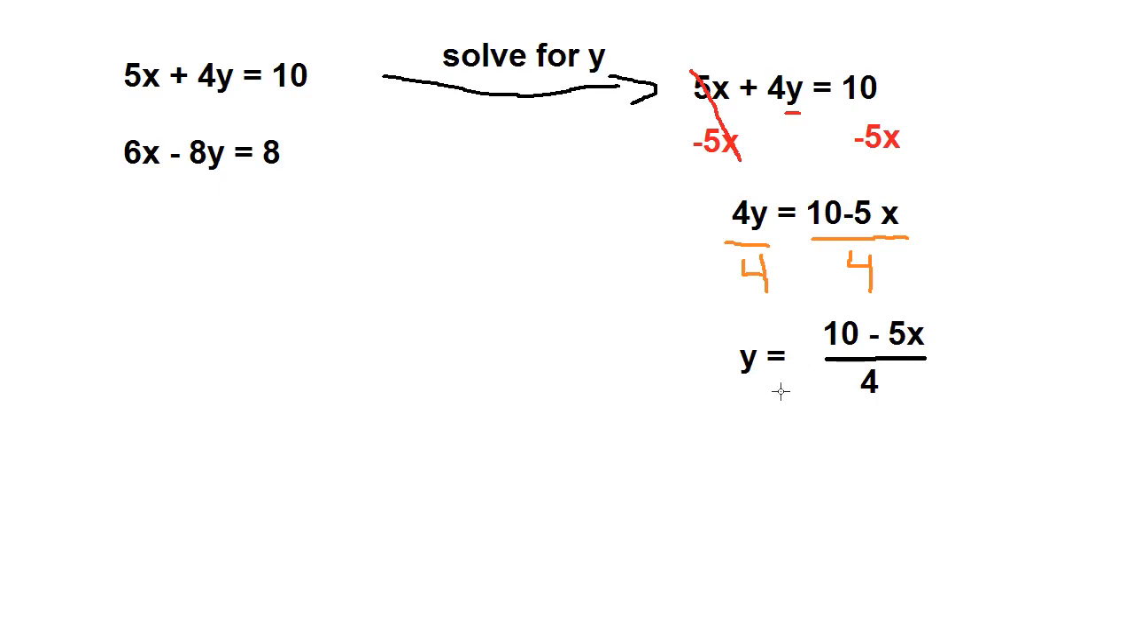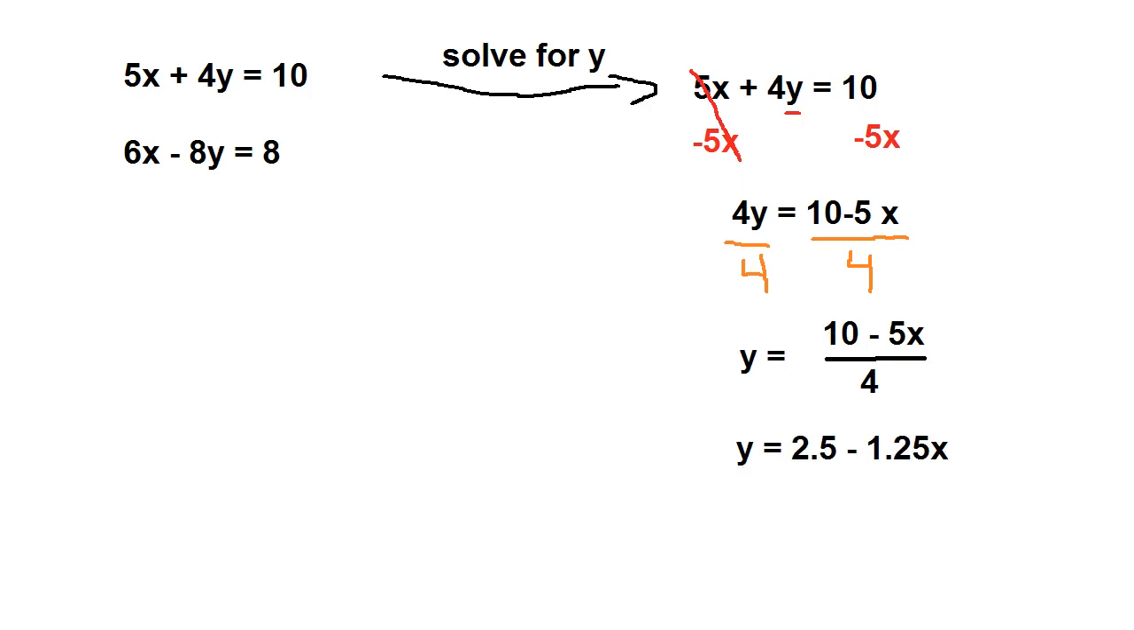Now, some people might want to leave it like this. However, I'm not a huge fan of it. If you have 10 minus 5x on the numerator, all divided by 4, you can just divide both of these numbers on the numerator by the denominator. So you can simplify this down. Take 10 divided by 4, which is 2.5, and then 5 divided by 4, which is 1.25x. So you can do some tricks here with manipulating coefficients if you want to simplify your system down.